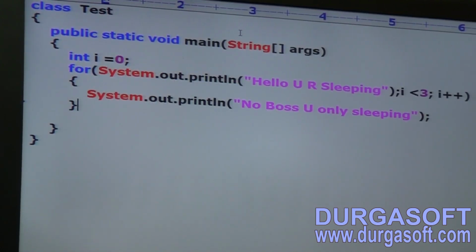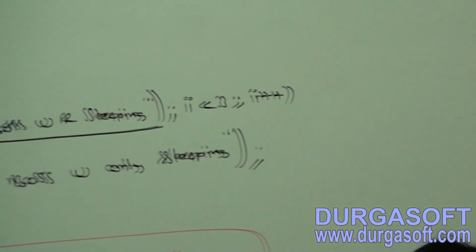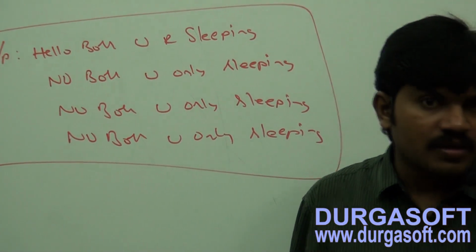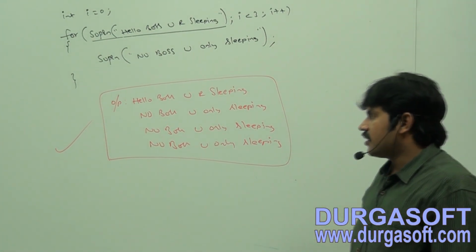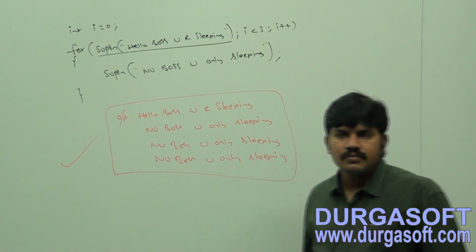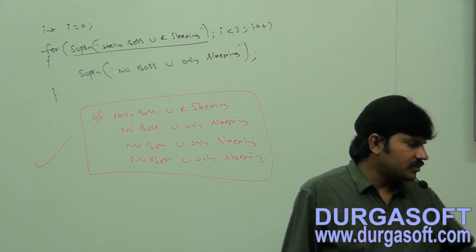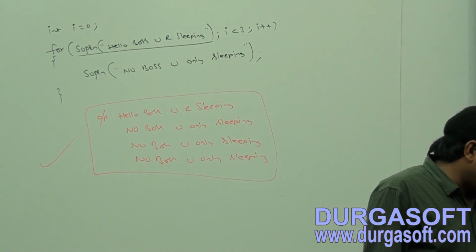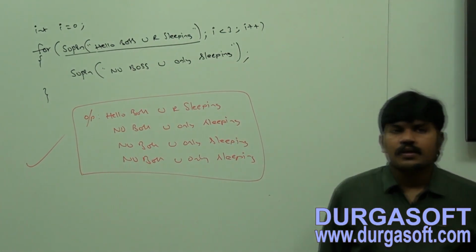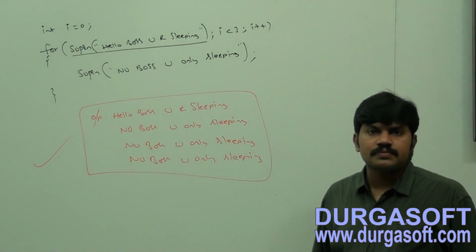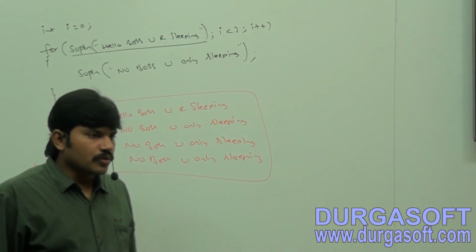Now the important conclusion, what you people should be aware of. In the initialization section, we can take any valid Java statement, including SOP statement, no problem at all. Are you getting that? In the initialization section, we can take any valid Java statement, including SOP.